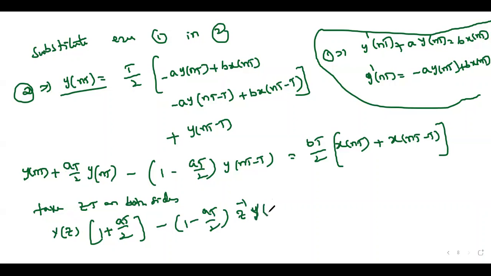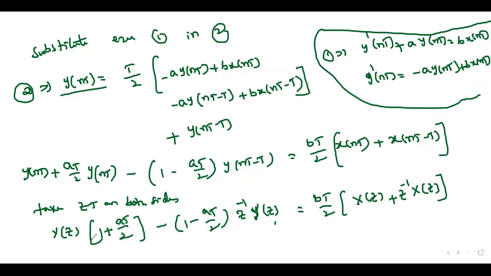This is capital Y of z. This is equal to bT by 2 into this is X of z, plus one time shifted, so z inverse into capital X of z. Okay. Understood this step, the conversion to z transform, Sandhya?